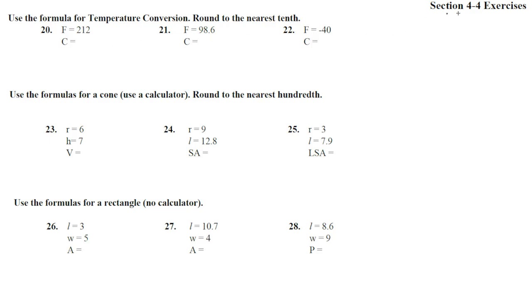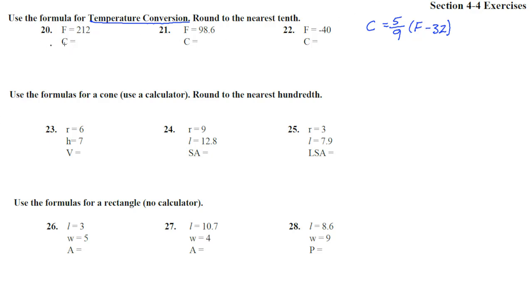Here we are in section 4-4, exercises numbers 20 through 28. Number 20, use the formula for temperature conversion. So what is that formula again? Looking in our books, we get that C equals 5/9 (F minus 32). So we had to get that out of the book. That wasn't expected to be memorized. That just pops out of the book. So let's stick these in and see what we get here.